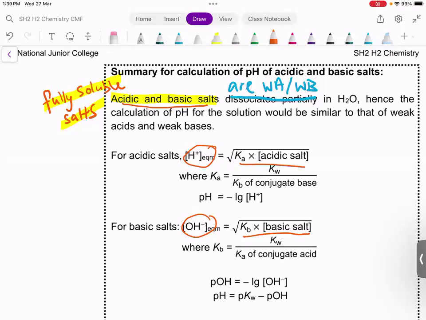They are weak acids and weak bases. "Dissociates partially" is very ambiguous. Are you talking about dissociation of the salt, or dissociation of the acid or base? It's ambiguous. So I'd rather you say that they are weak acids and weak bases in water.